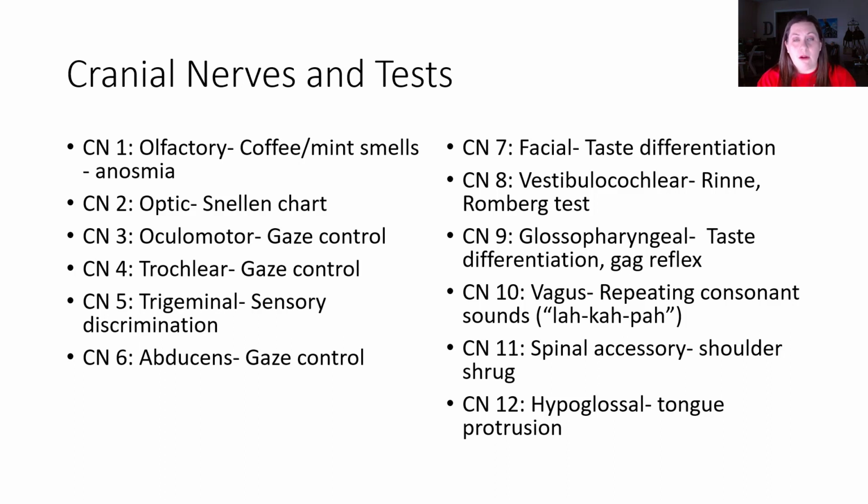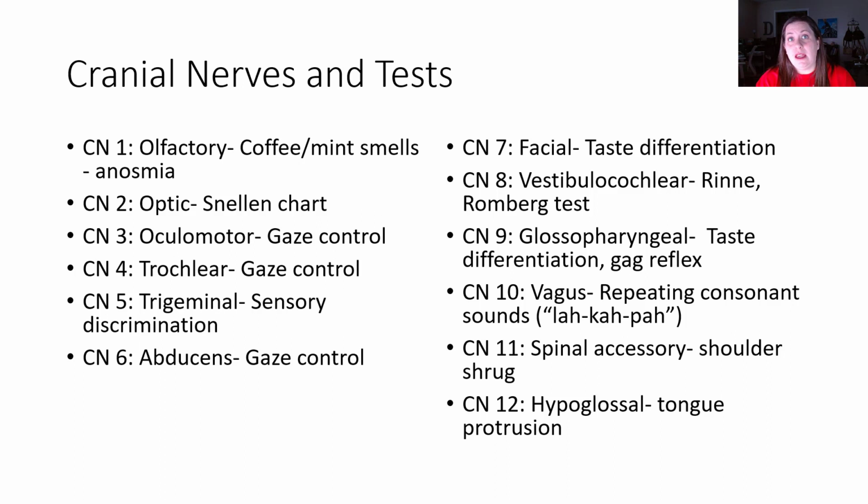So we see here for olfactory is going to be smell. So you have them smell something like coffee, mint, smelling salt, something. If they cannot smell, it's called anosmia. This is going to be where there's an issue that's happened. Boxers or MMA fighters who get hit in the face a lot, especially in the nose, may deal with this. This was also one of the symptoms for the original COVID. Okay, and so this is part of that where they can't smell.